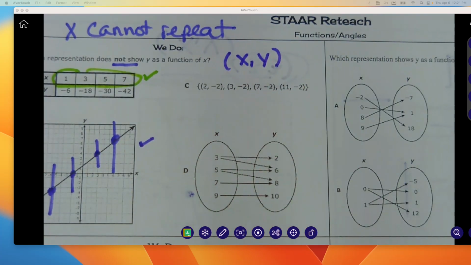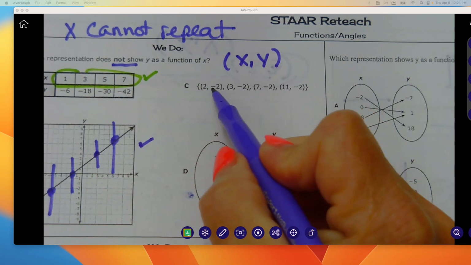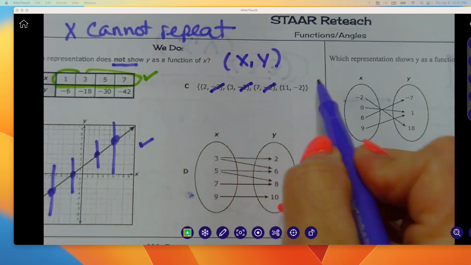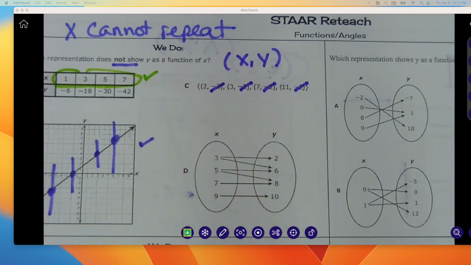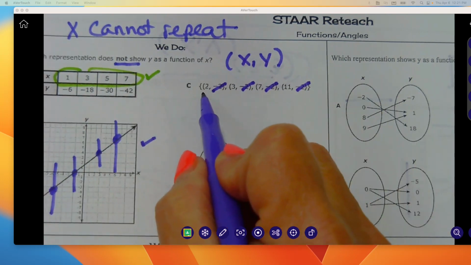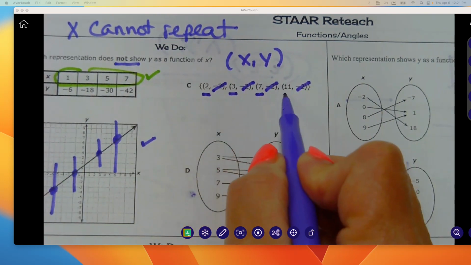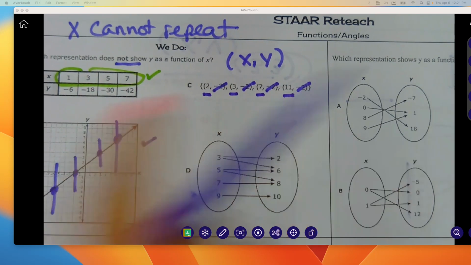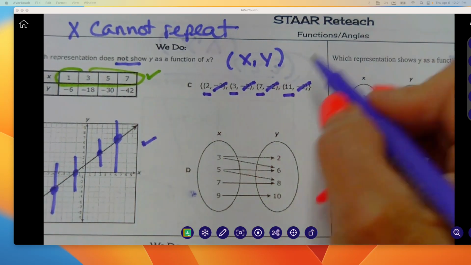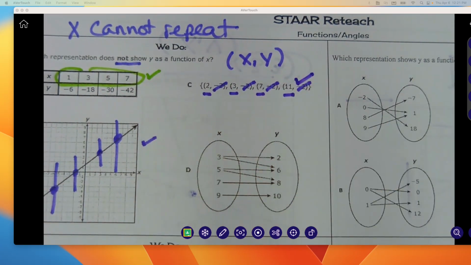So it doesn't matter what the second value is. Okay. This is -2, -2, -2, -2. We don't look at those. Okay. You're looking at the first number. So 2, 3, 7, and 11. You notice none of those repeat. So yes, this is a function.